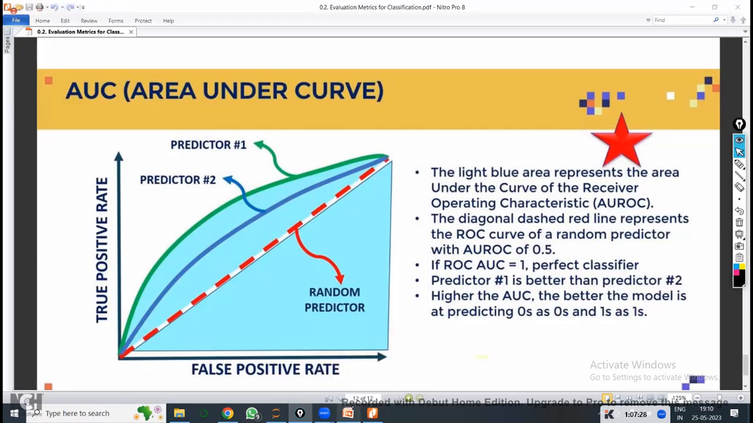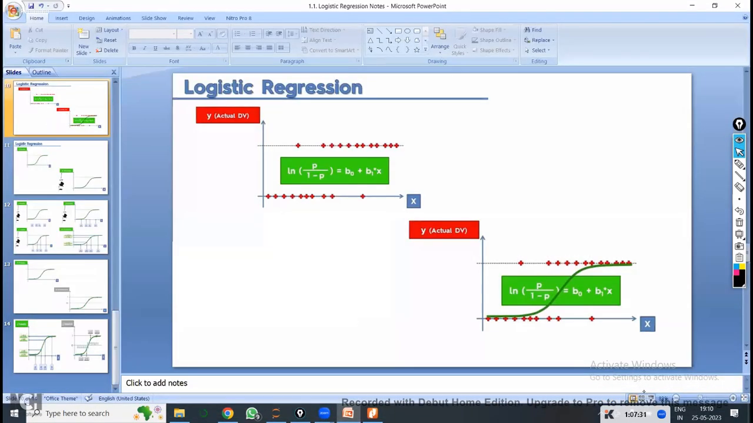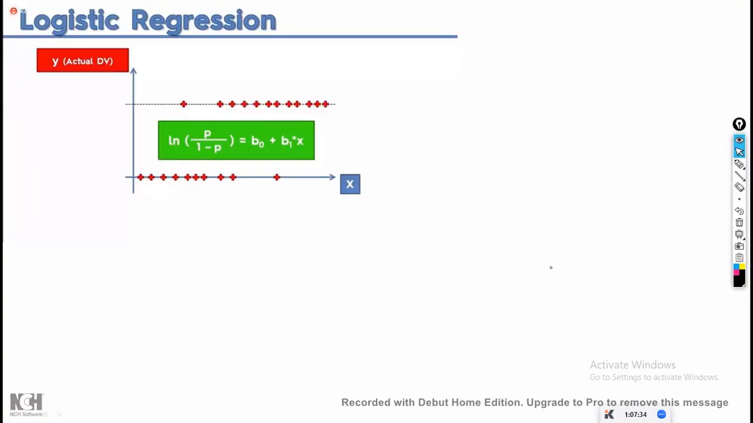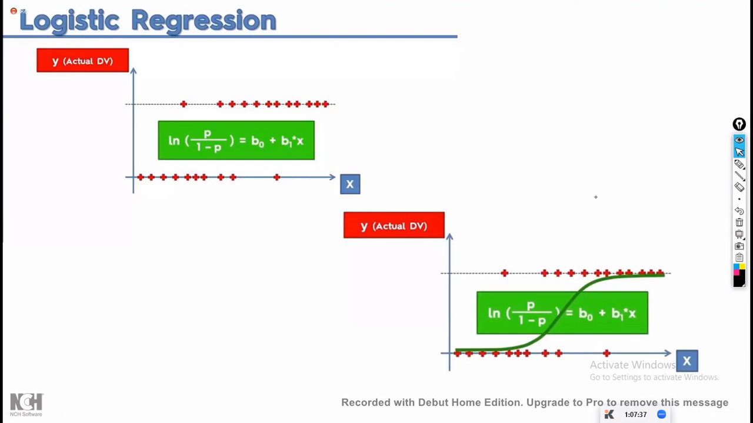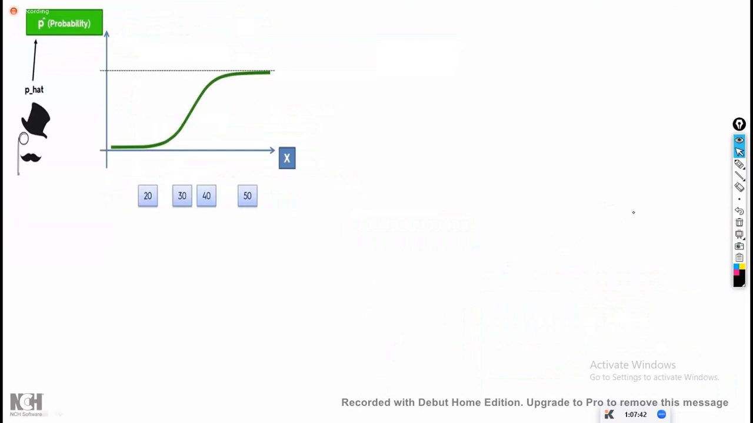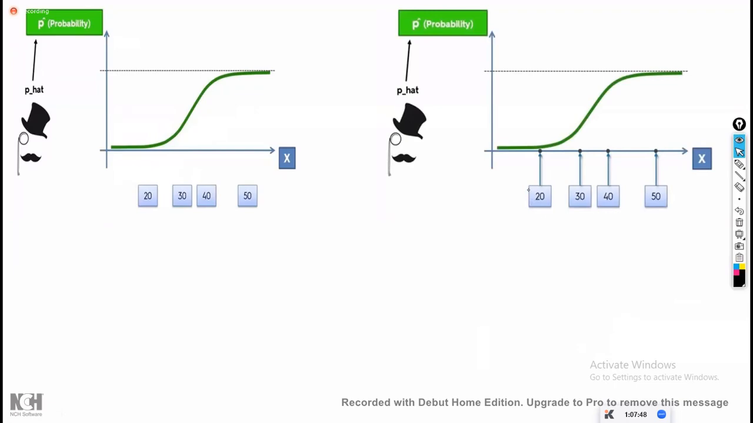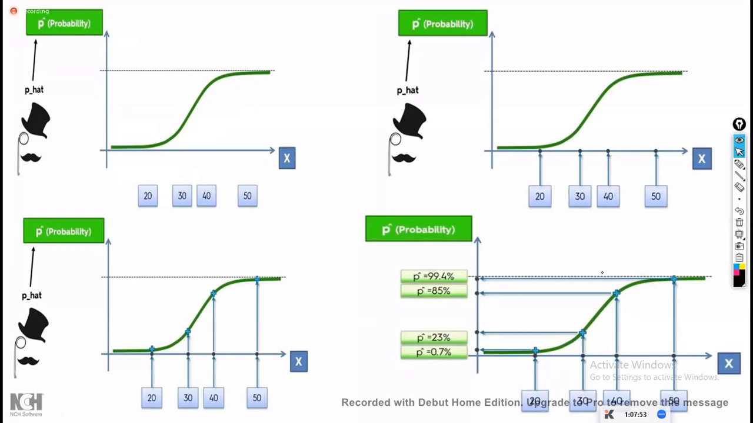Is that clear? So in logistic regression, first we are going to identify the equation, that is y hat. From the y hat, we are going to calculate the probability, and based on the probability, we are going to identify the discretization, that is the threshold. For every x value, for every equation, you are going to calculate the corresponding probability. The output is probability, and based on the threshold, it is converted to class 0 or class 1.